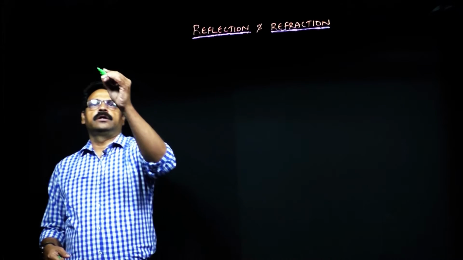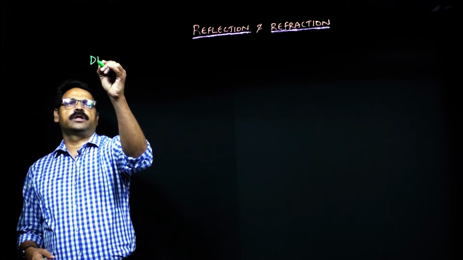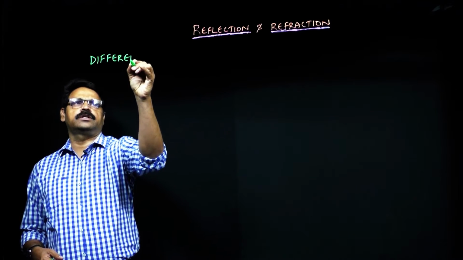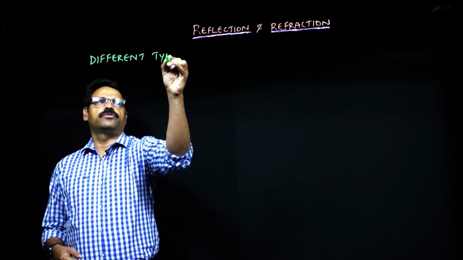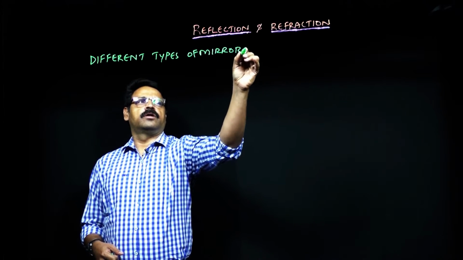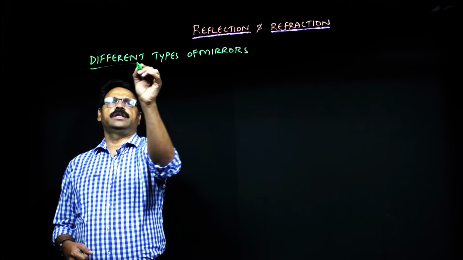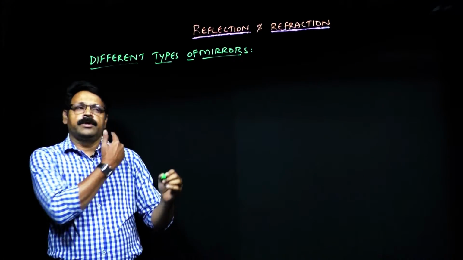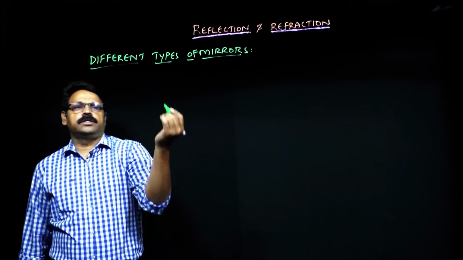We'll now look at what are the different types of mirrors we generally come across. Different types of mirrors. Here we have seen different types of mirrors. Here we have seen the general optical instrument.